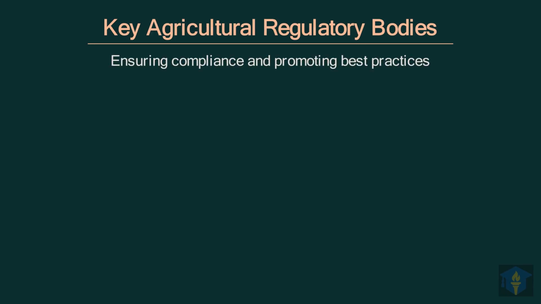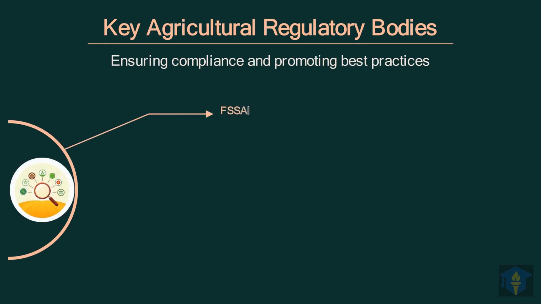Now, let's examine key agricultural regulatory bodies that enforce these laws. These organizations ensure compliance while promoting best practices in agriculture. First is FSI, an important regulatory body in India. FSI sets comprehensive food safety standards across the country.